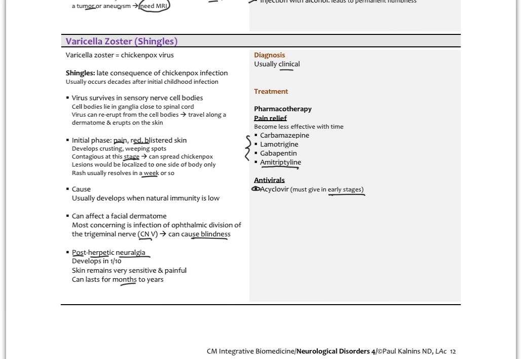All right, so we can talk a lot more about peripheral nerve disorders, but I think that kind of covers some of the big ones that you'll probably experience. And that will wrap it up for this section on the neurological disorders.